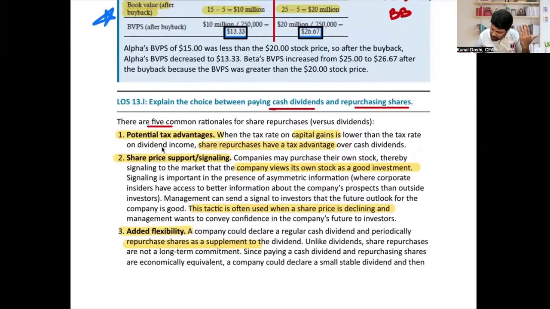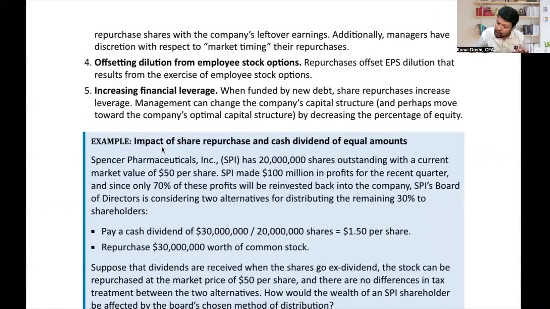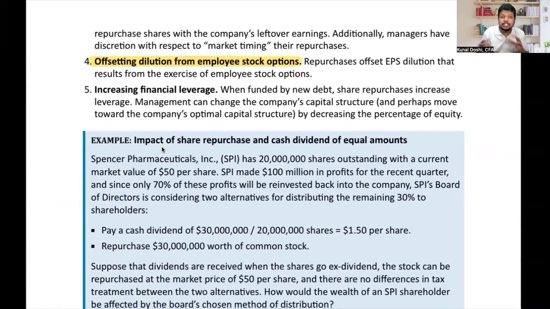Also, when you're giving a lot of ESOPs, employee stock option plans, you know there is going to be a dilution. To balance that dilution, companies can go for buyback. Again, Apple's example you can take: it is giving a lot of ESOPs to its employees, and many tech companies are doing that. To stop that dilution, you can do the opposite, that is, you can do the buyback. So that will balance out.